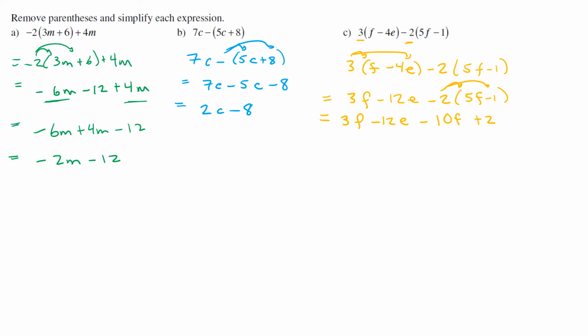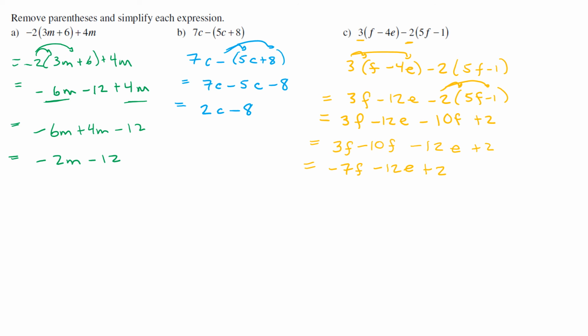And then again, our commutative property of addition allows us to collect like terms, so I'm going to move my f's together, and then minus 12e plus 2. 3f minus 10f, that's negative 7f minus 12e plus 2. And that's the most that I can do there because we've got f's and e's, and so those are different.